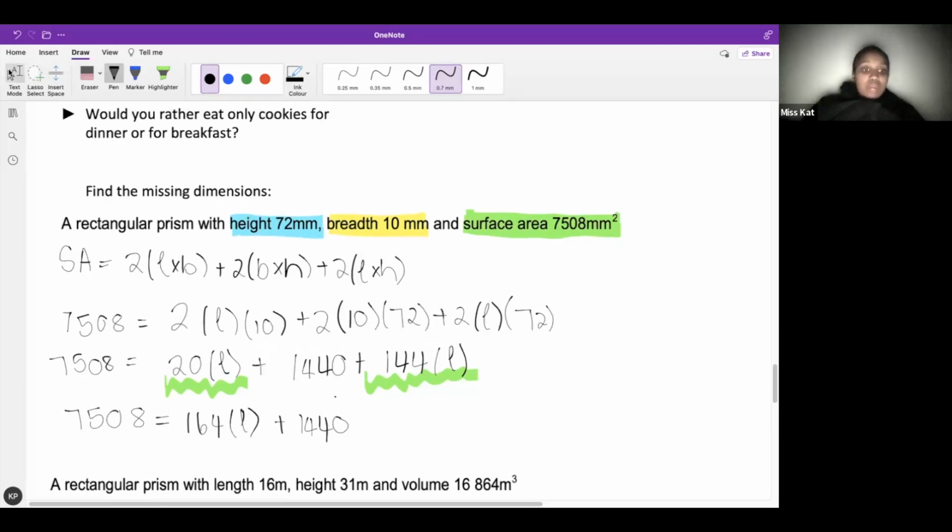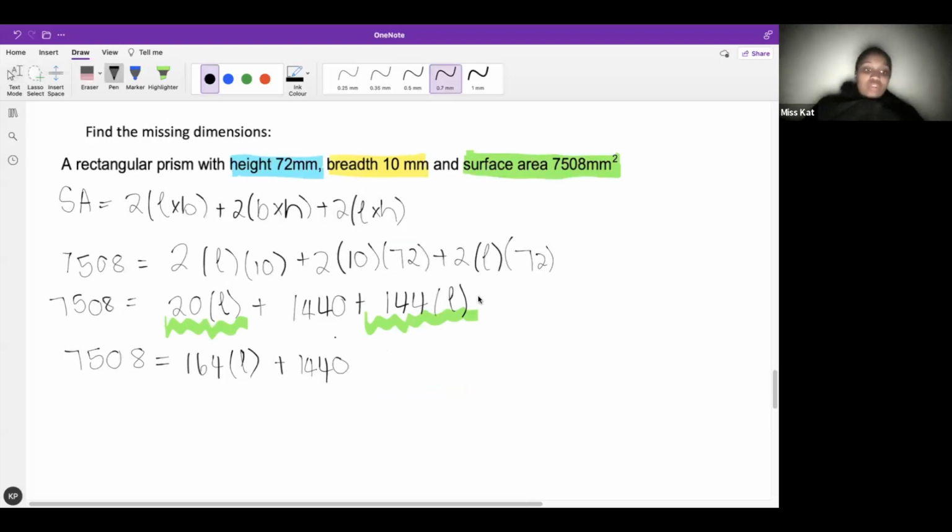Transpose. Thank you very much. We're going to transpose the 1440. When it goes over, it becomes a negative. 7508 minus 1440 equals 164 times length. And tell me what 7508 minus 1440 is.